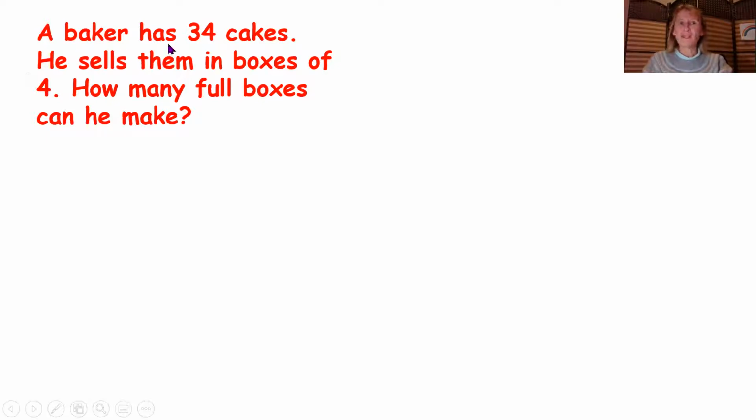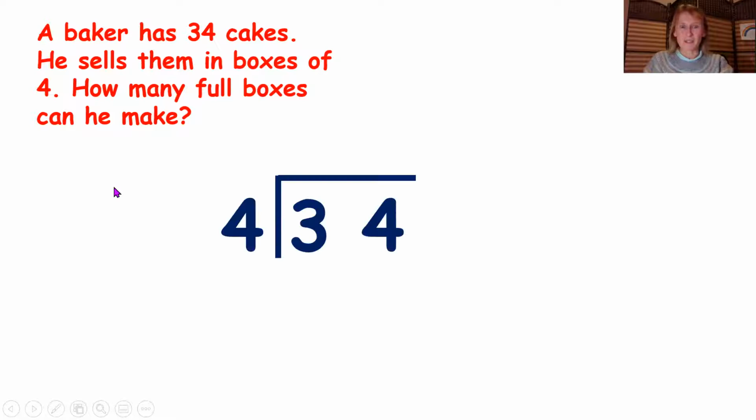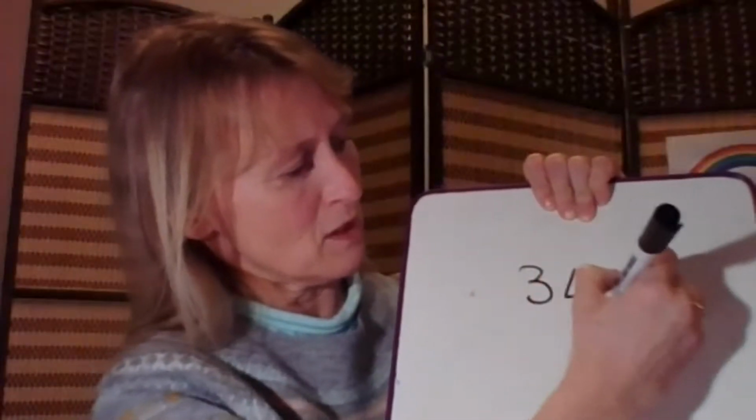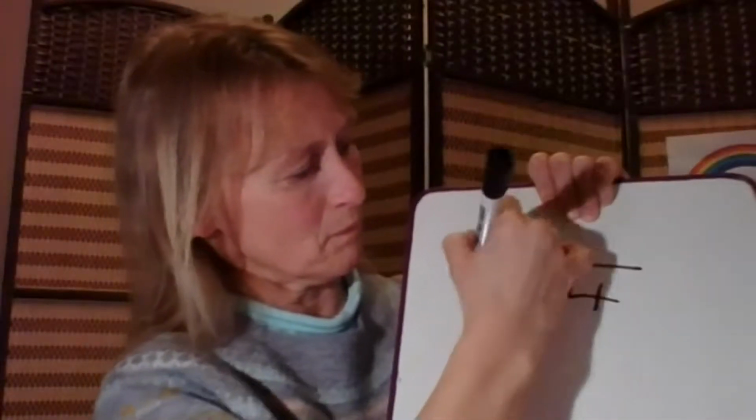This is a nice one. Here we are. A baker has 34 cakes. Yum, yum. He sells them in boxes of 4. How many full boxes can he make? Now look, full boxes, not parts of boxes, full boxes. There's my calculation, okay? So what's the answer to my calculation going to be? It is, let me come out to share. It is 34 cakes, and there's boxes full of 4.